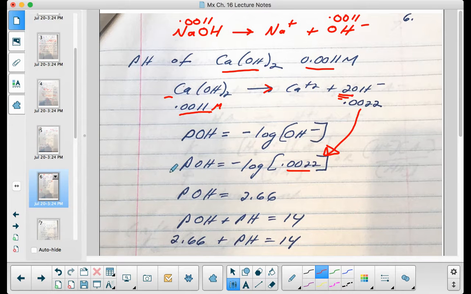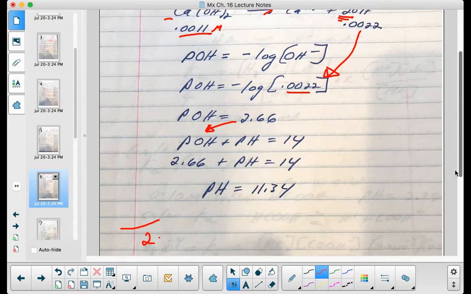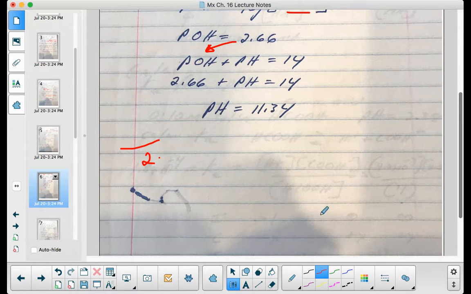Anyway, so I go back down here, I do my little bit of math, plug into my calculator, I get a pOH of 2.6. Once I know what my pOH is, I plug into that formula that I showed you on the last page, pOH plus pH is equal to 14, and then I can calculate what my pH is.